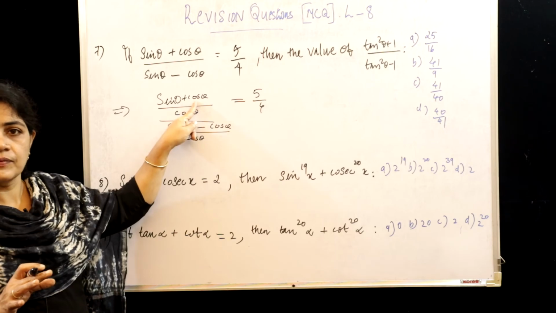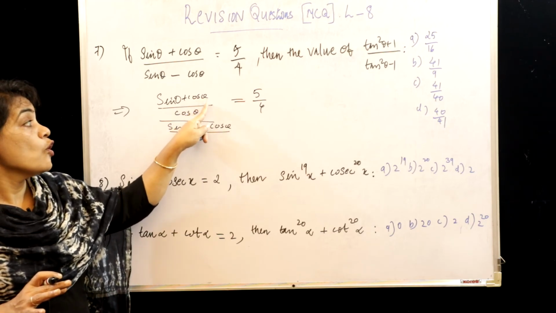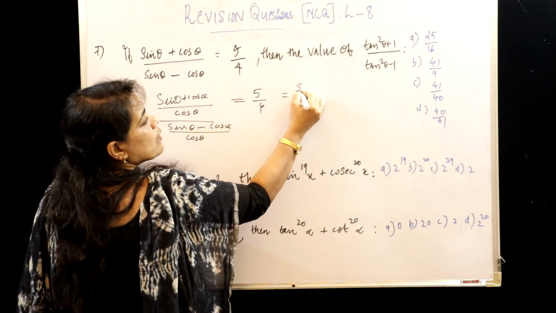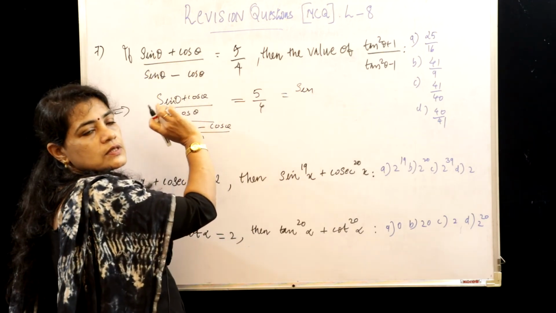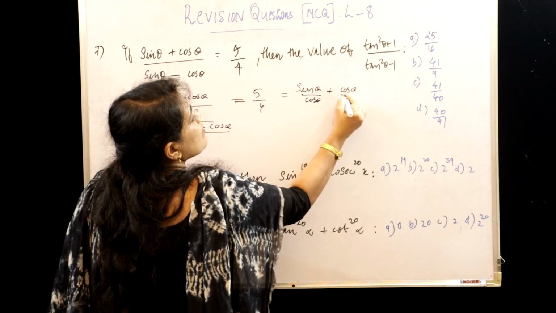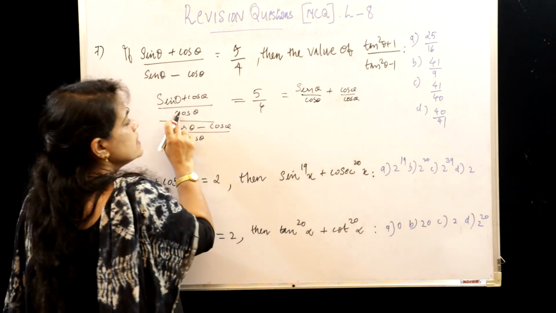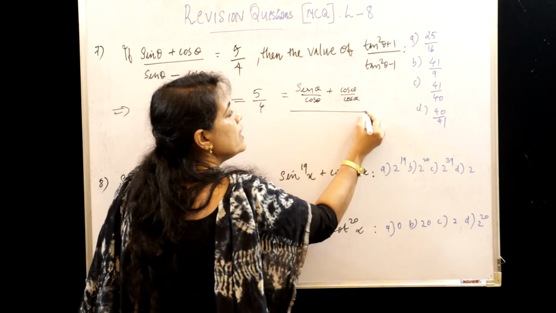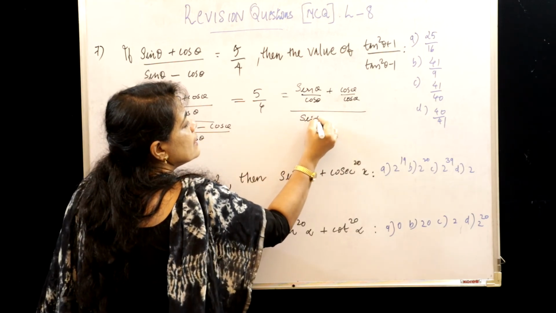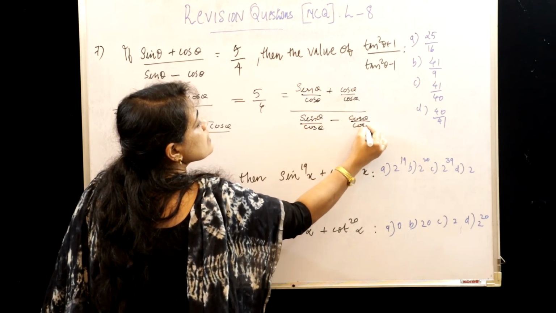So two terms. So we can split: sin theta by cos theta plus cos theta by cos theta. See children, we are going to split this cos theta for both the terms. We are dividing both the terms by cos theta, divided by, in the denominator also you can split this cos theta for the two terms in the numerator, that is sin theta by cos theta minus cos theta by cos theta.